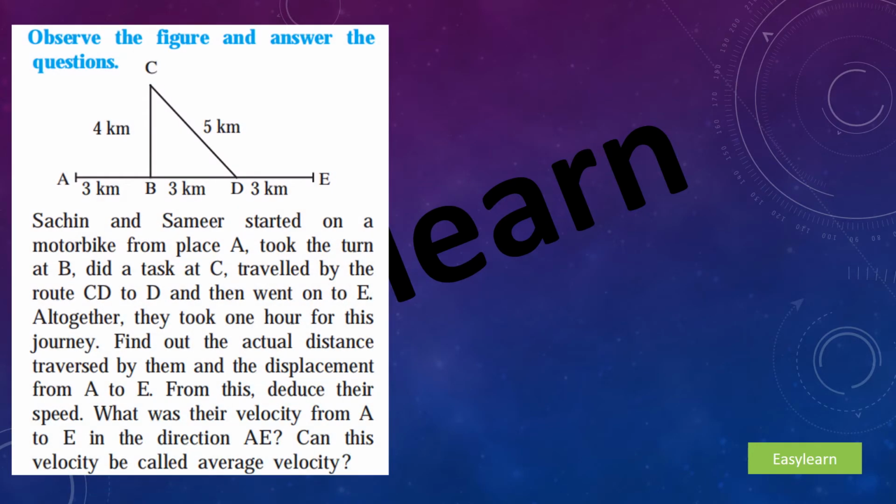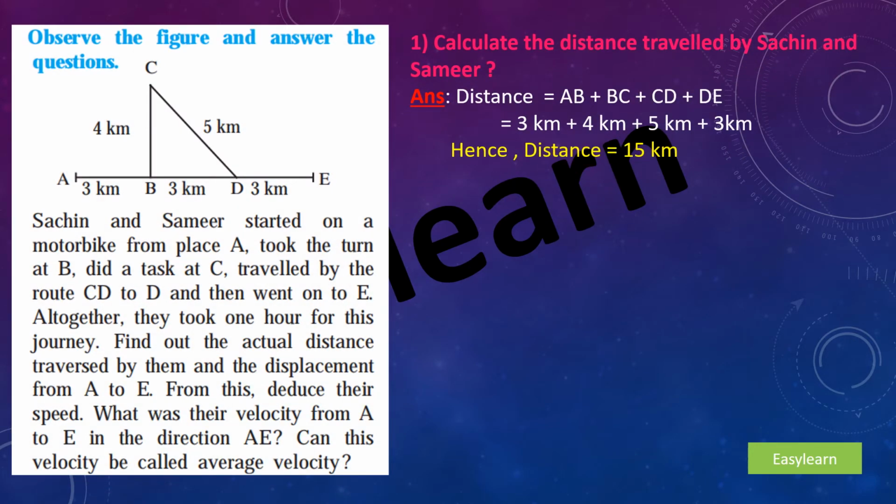Observe the figure and answer the questions. First, calculate the distance traveled by Sachin and Sameer. So in this figure, the distance traveled from A to E is A to B, B to C, C to D and D to E.